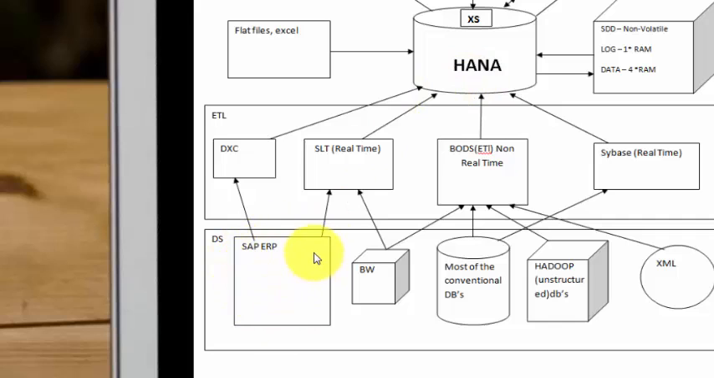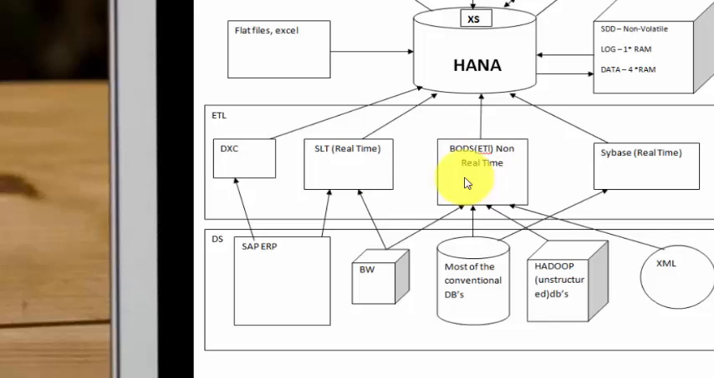Obviously, you can use SAP ERP with BODS as well. You can also use ERP with BODS to bring the data into HANA. This is also not in real time. Now, BODS is an ETL tool, so it offers much more functionality than just a replication tool like SLT. You can transform your data, you can clean your data.